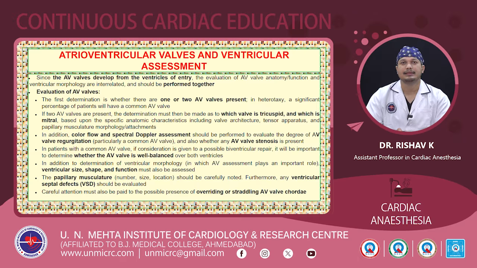There may be a significant percentage of patients who will have a common AV valve, especially in case of complete atrioventricular canal defects. Also, if two atrioventricular valves are present, the determination must be made as to which valve is tricuspid and which is mitral, based upon the specific anatomic characteristics including the valve architecture, tensor apparatus and the papillary musculature or morphology or attachments. That is, mostly we have to determine using the morphology which is the tricuspid valve and which is the bicuspid valve, that is the mitral valve.